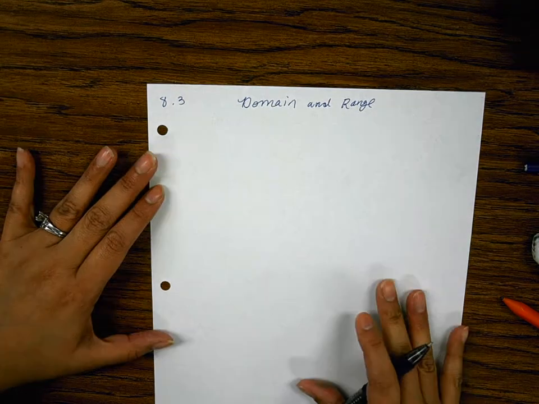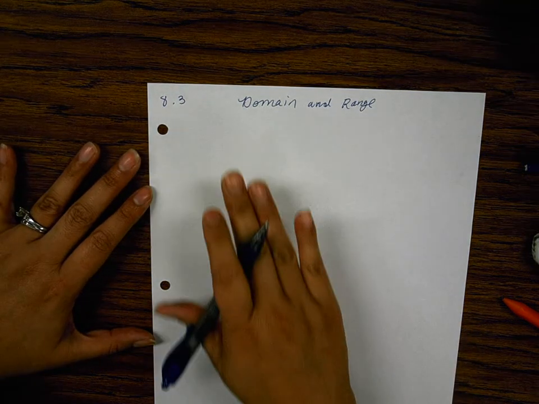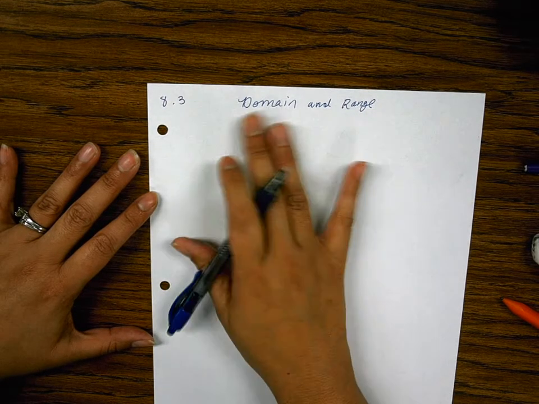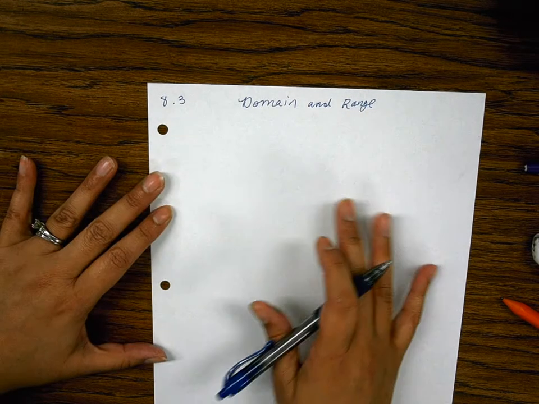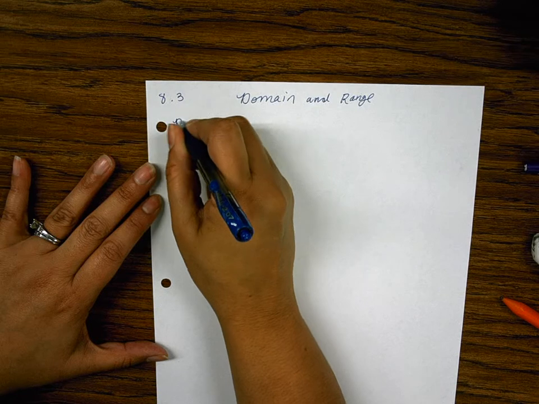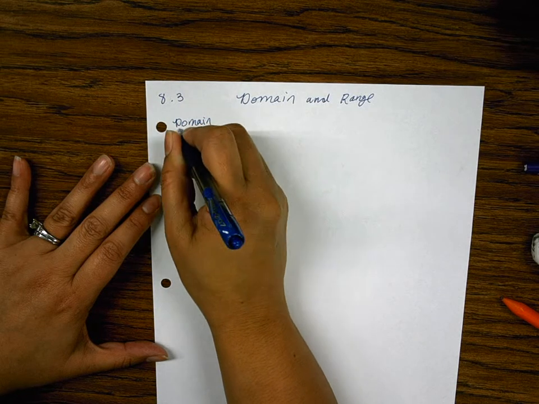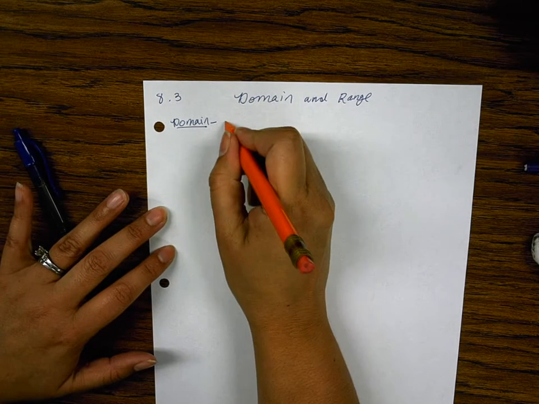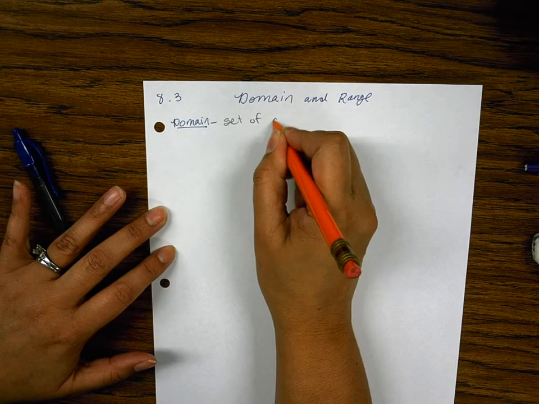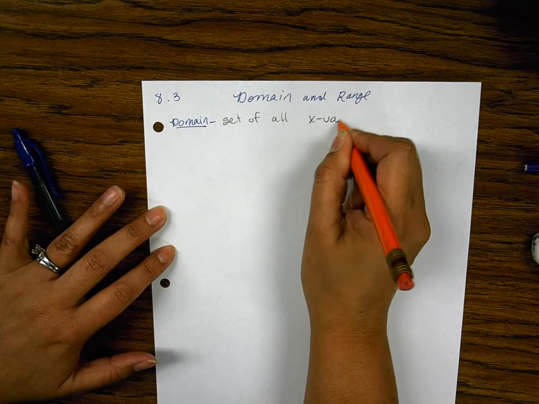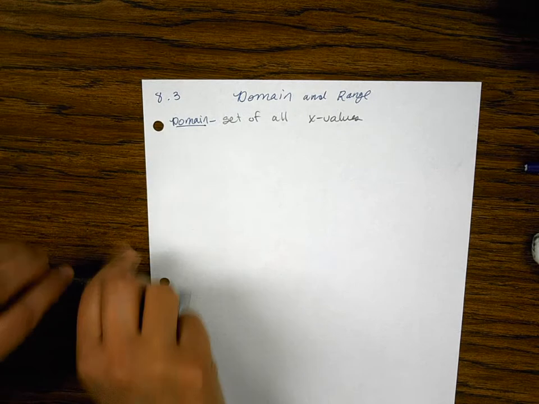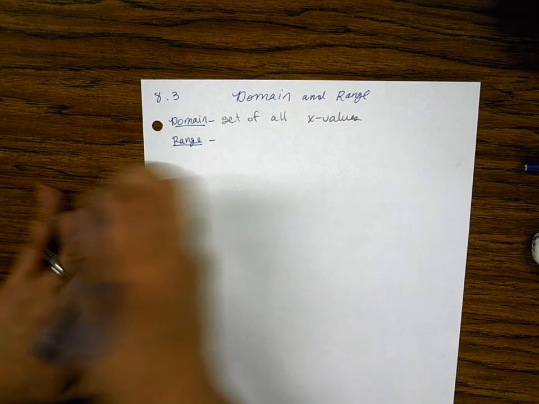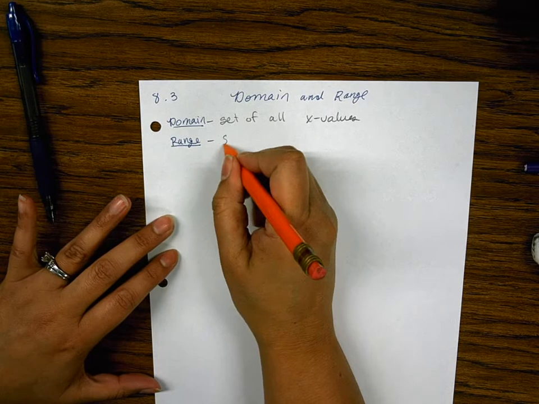And this is stuff that you've learned. Domain you dealt with back in Math 2. Range and domain you did back last year in Math 3. Okay, so as a quick review, domain is the set of all x values. Range is the set of all y values.